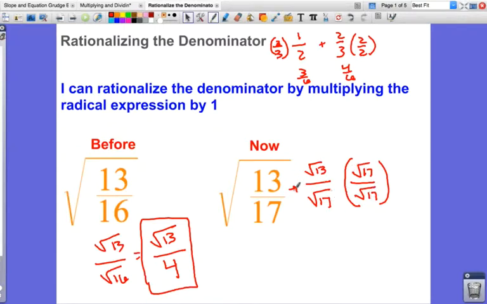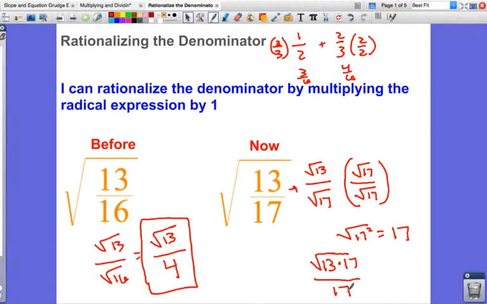The reason I chose the square root of 17 is that if I multiply the square root of 17 times the square root of 17, that's really just the square root of 17 squared. The square root of any number squared is the number itself, so it's equal to 17. It gets rid of my radical. I'm able to find the square root of 17 times 17. So I'm left with the square root of 13 times 17, all over 17. From here, I would just simplify the square root of 13 times 17, and then I would be all done.